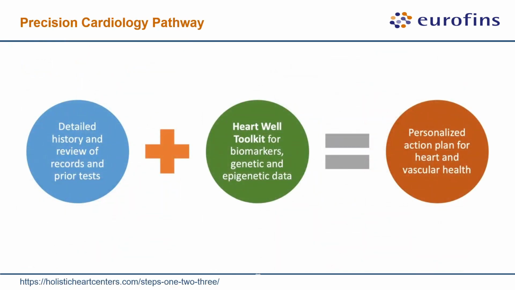And so in my practice, we use what I call a precision cardiology pathway, and using history and records and prior testing, we'll leverage Boston Heart Lab, dried blood spot, and genetic testing kits, and I actually have it labeled as Heartwell Toolkit for my own applications. And we collect this data and sometimes epigenetic data to actually create a personalized and actionable plan for heart and vascular health for our patients.